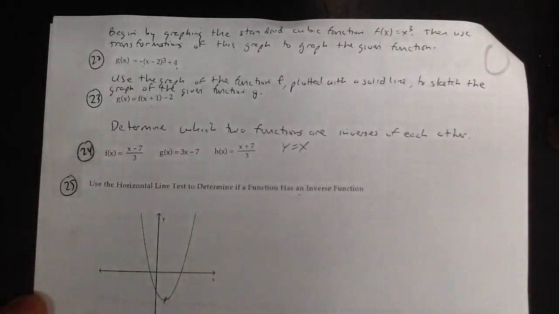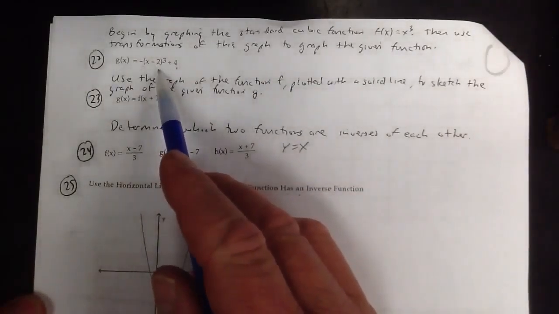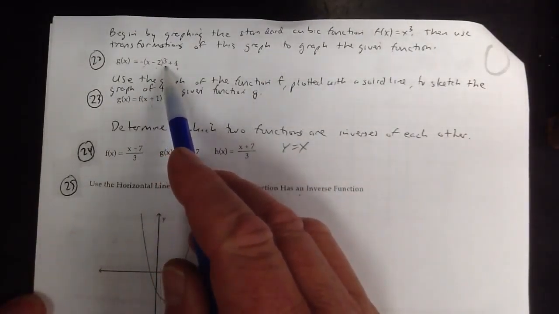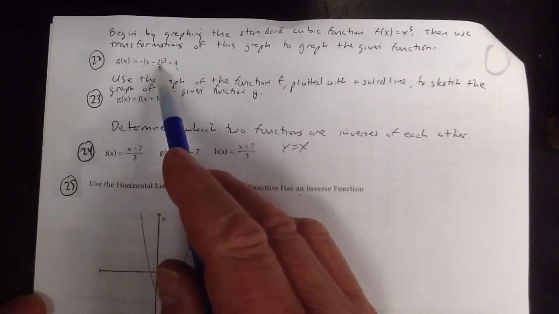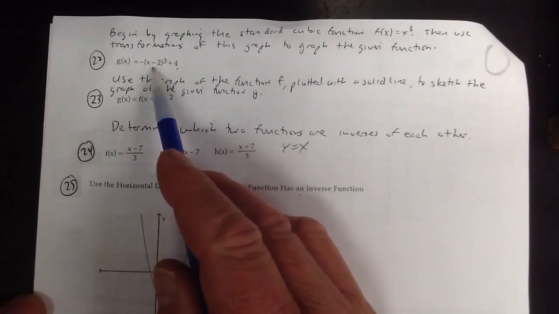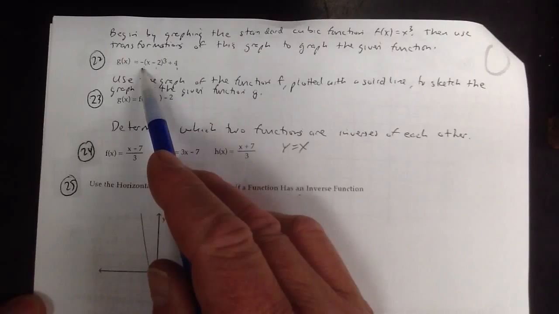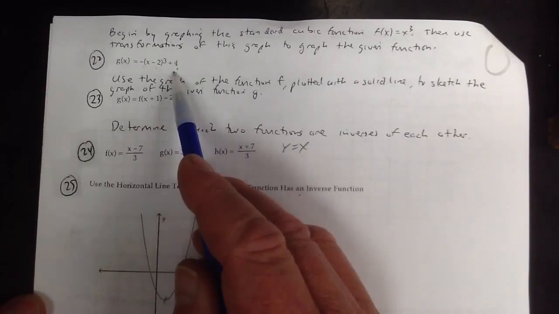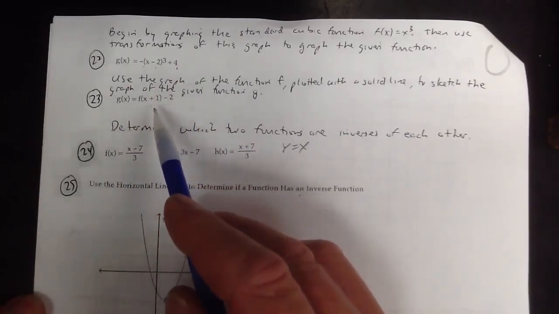Okay, this is the last page of our practice test. And what do we have here? Another transformation with the cubic. What do we do first? We translate it to the right 2. Then we reflect it about the x-axis. I'm going to think about that for a little bit. And then we shift it up 4. Okay.